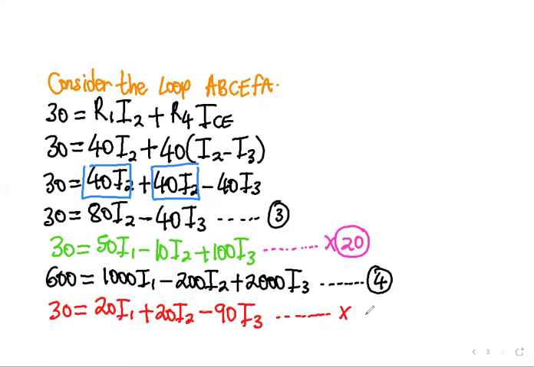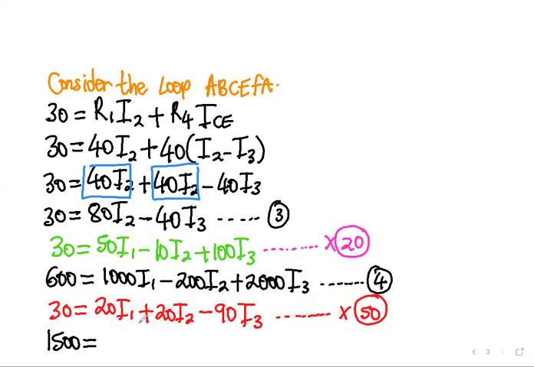Multiply by 50. Now here we're going to have around 8 steps or 8 equations, so you must be very careful. Now 30 times 50, we're going to get 1500. So that will be 1500. It's equal to 20 I1 times 50.